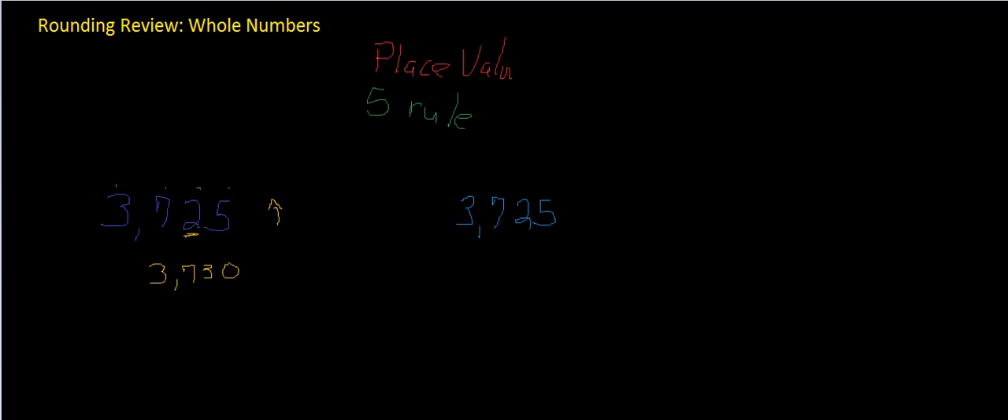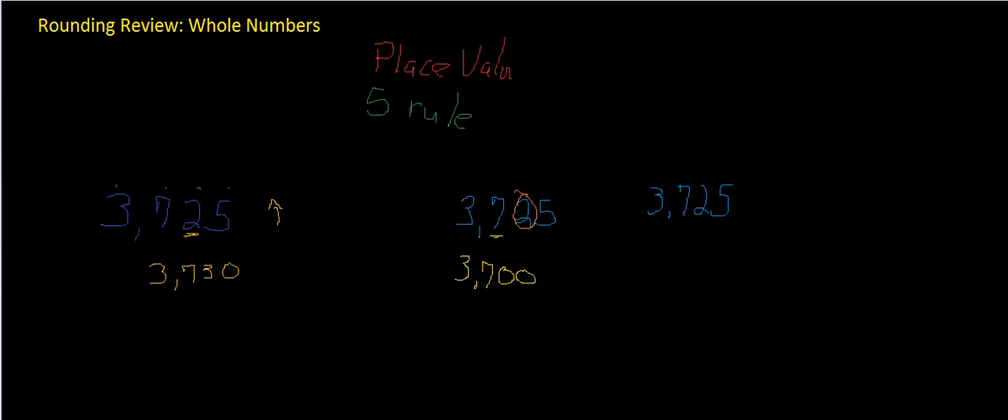Okay, if we write this number again, 3,725, and we want to round to the nearest 100, we look right next door. I see that there's a 2 there. The 2 is less than 5, so that means we're going to keep this the same. So if we rewrite the number to the nearest 100, it's 3,700.